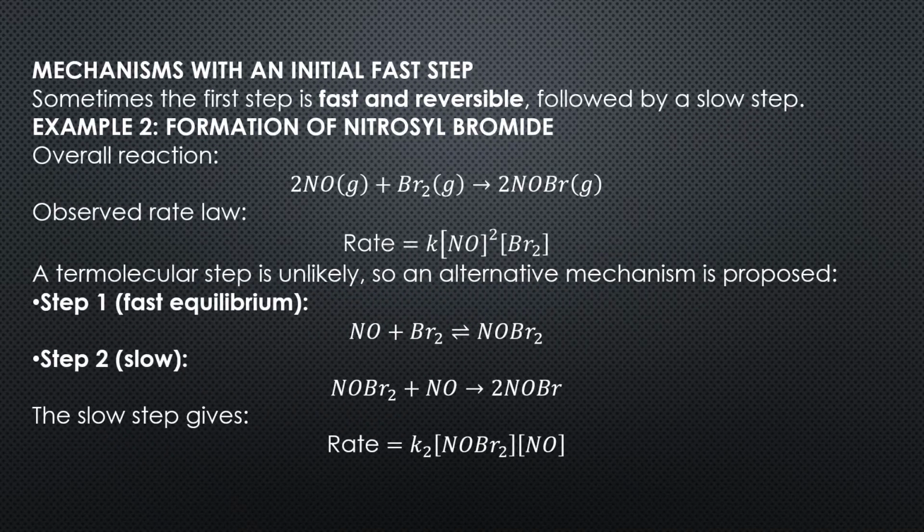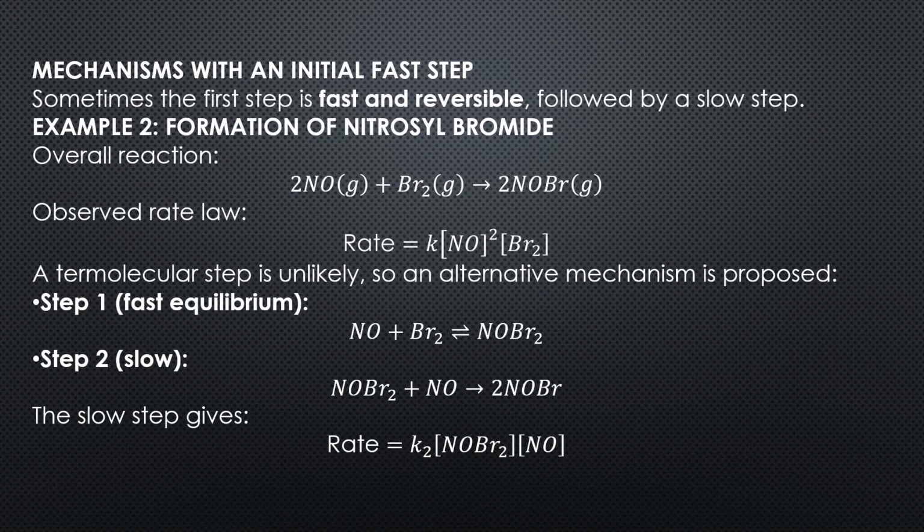Part 2. Mechanisms with an initial fast step. Sometimes the first step of a mechanism is fast and reversible, followed by a slow step. Example 2. Formation of nitrosyl bromide. The overall reaction is: two molecules of nitric oxide gas react with one molecule of bromine gas to form two molecules of nitrosyl bromide gas.